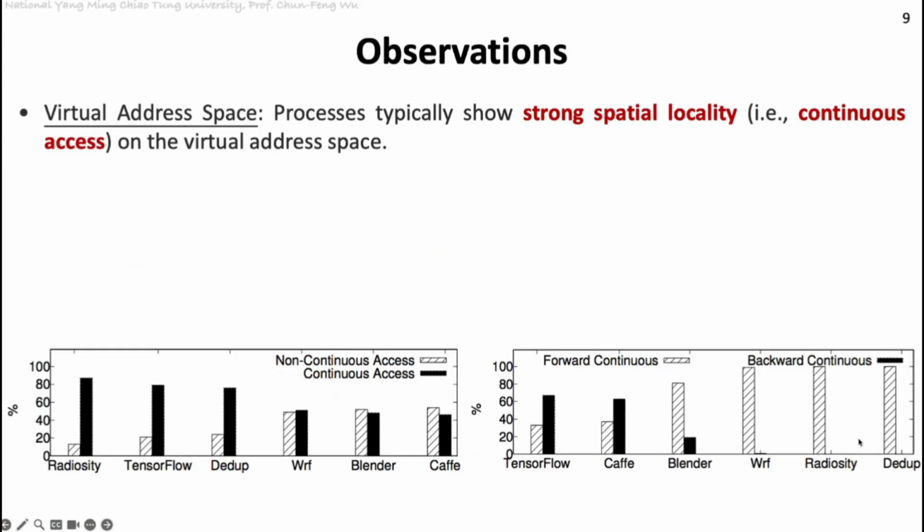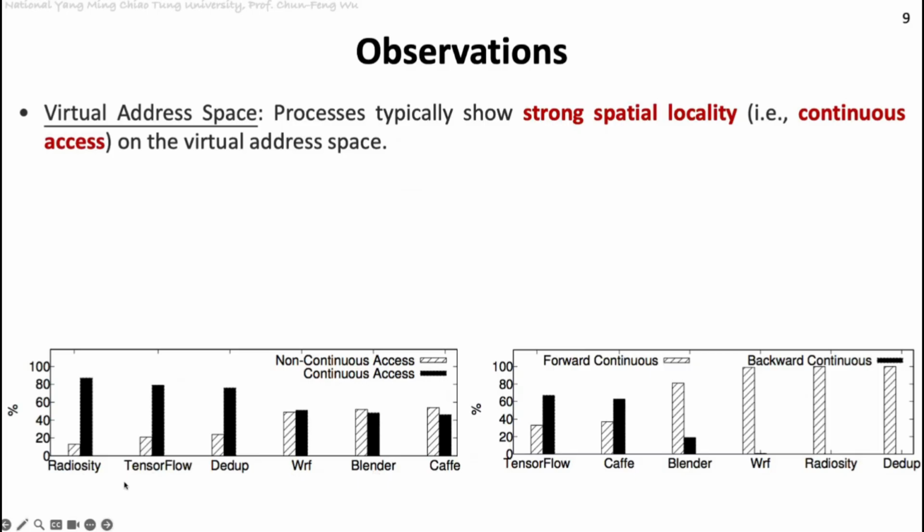But the thing is, okay, we have our framework. The CPU can interrupt itself by using a timer, and the CPU can jump into the process state diagram, and it is possible to do some prefetching, right? But what kind of data can be prefetched? How do we know what kind of data will be accessed later? So we do some experiments on several popular applications: Radiosity, TensorFlow, Dedup, Blender, and Caffe.